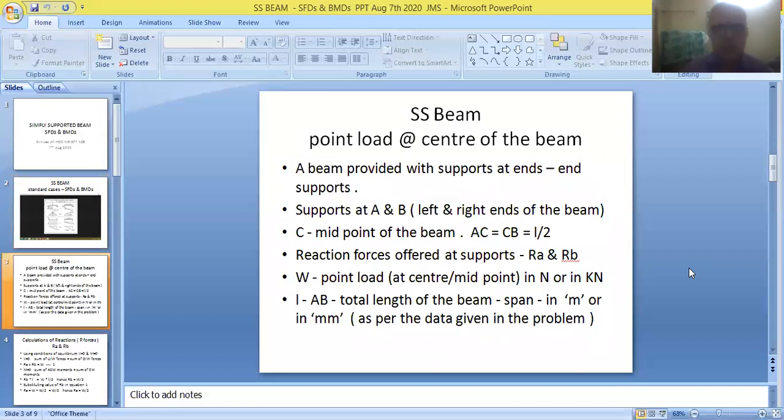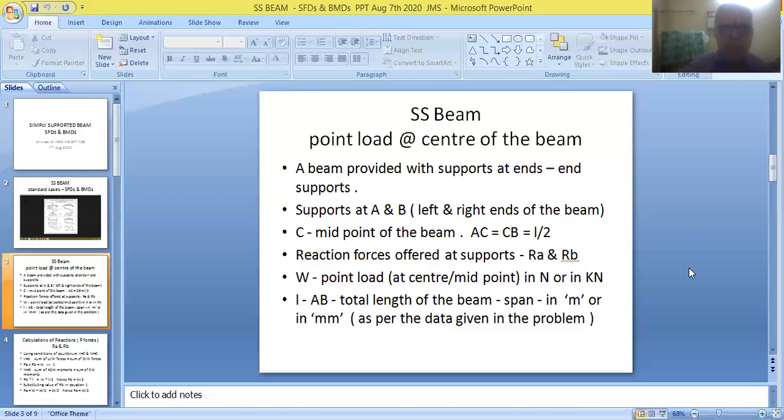So friends, now we have to discuss the point load acting at the center of the beam. A beam is provided with supports at point A and point B. Point A refers to the left end of the beam and point B refers to the right end of the beam. The midpoint of the beam is denoted with letter C.